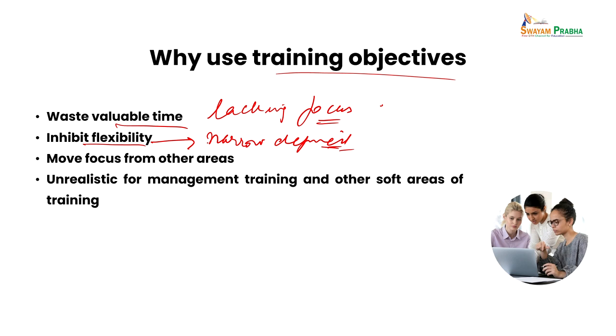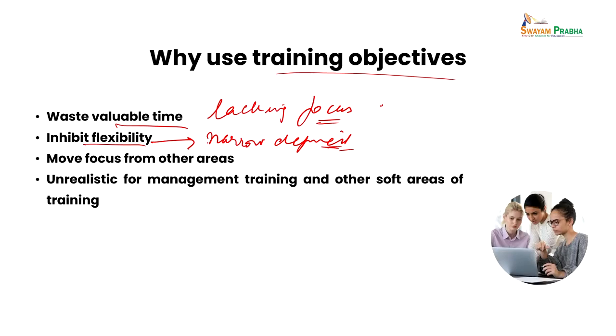Then, when we do not have a clear-cut training objective for the audience, it tends to move the focus to some other areas also, right? And last but not the least is unrealistic for management training and other soft areas of training. So, therefore, we need to have the right kind of objectives in place and they need to be communicated to the people on time in an appropriate manner.